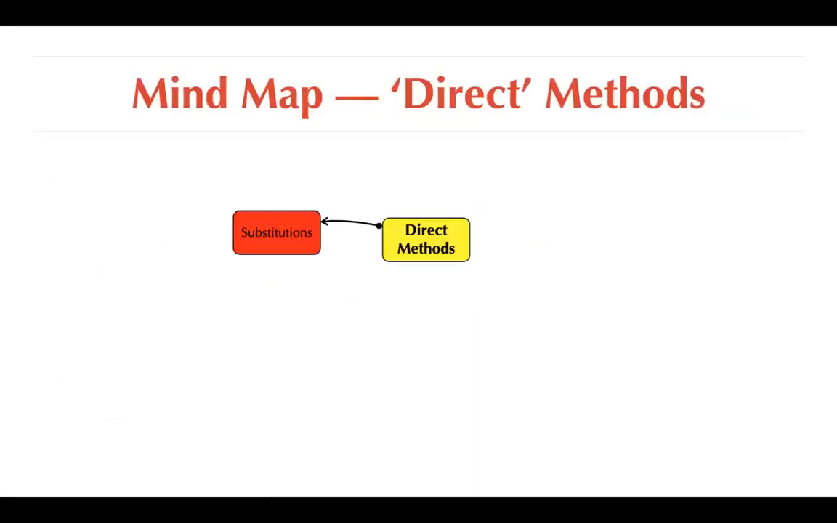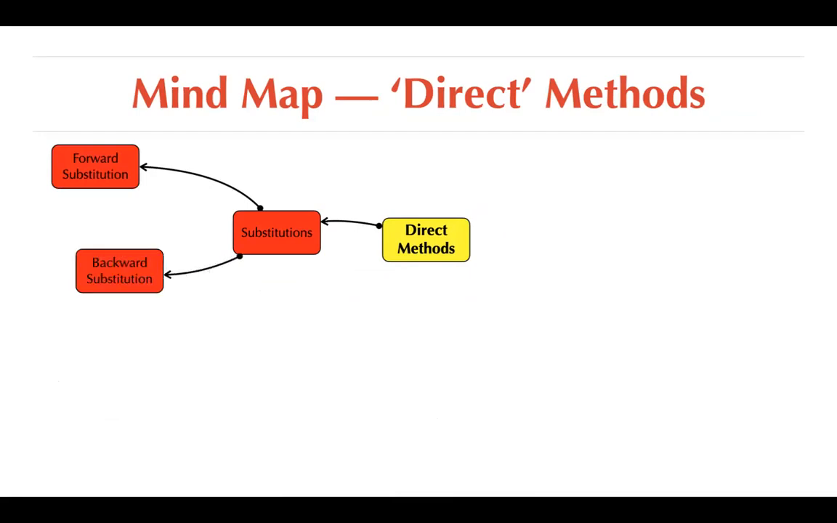The first direct method that we talked about was substitution. It had forward substitution and backward substitution, but these are very special cases when the matrix has a very specific form. For forward substitution you have a lower triangular matrix, for backward substitution you have an upper triangular matrix, and those will also be used later, as I talked about in Gauss elimination.